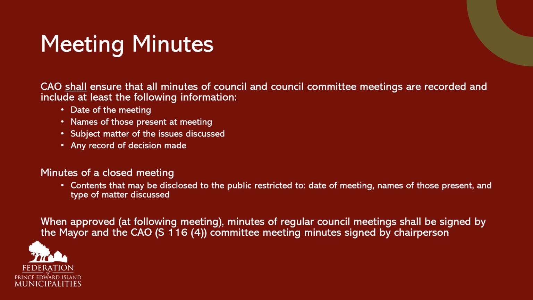Minutes of a closed meeting must be kept. However, there is a restriction on the information that can be disclosed to the public. So you'll take minutes of a closed meeting like you would a regular public meeting, but they must be redacted to include only the date of the meeting, names of those present, and the type of matter discussed when providing the minutes to the public.